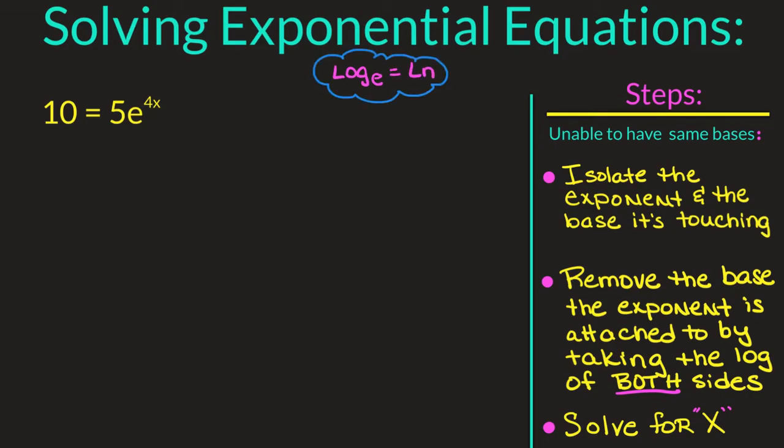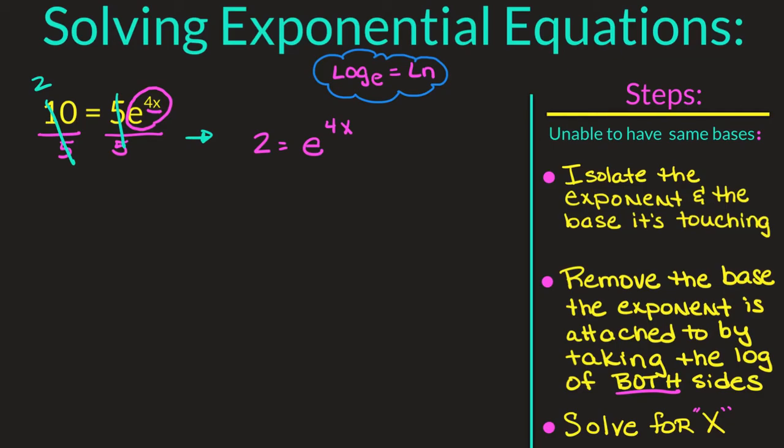Our first example, 10 equals 5 times e to the 4x power. Remember the first step says that we need to isolate the exponent and the base it's touching. Here, our exponent is 4x, and it is attached to the e. It is not attached to the 5. It is being multiplied by 5. So we need to get rid of the 5 by dividing both sides of this equation by 5. When we do that, the 5s go away, and 10 divided by 5 makes 2. So now we have 2 equals e to the 4x power.